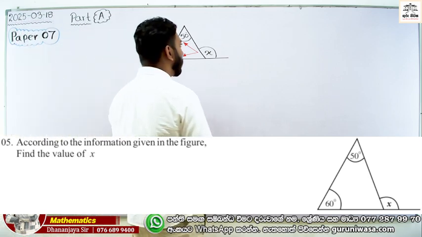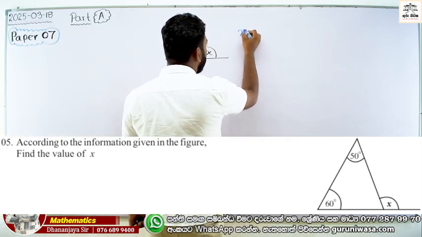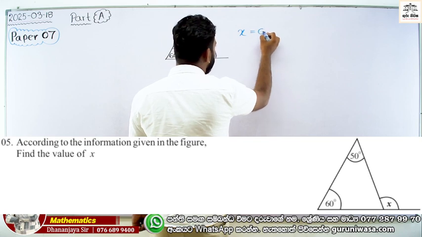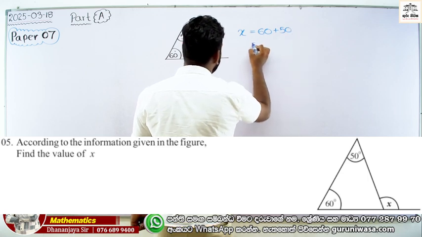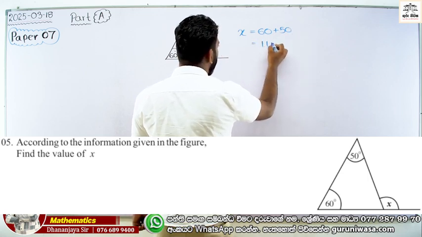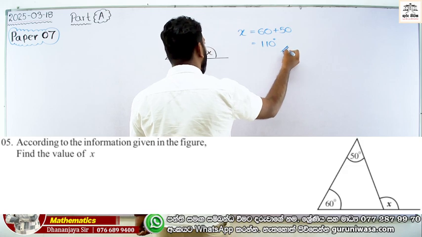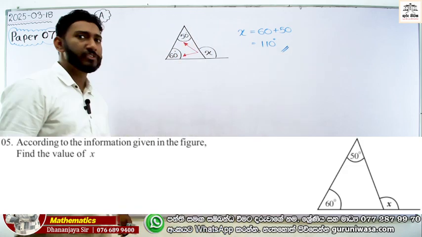Now you can write x equals 60 plus 50. Now the answer is 110 degrees. 110 degrees. Some students, right?